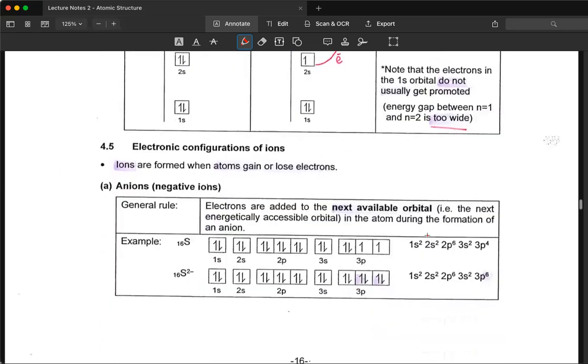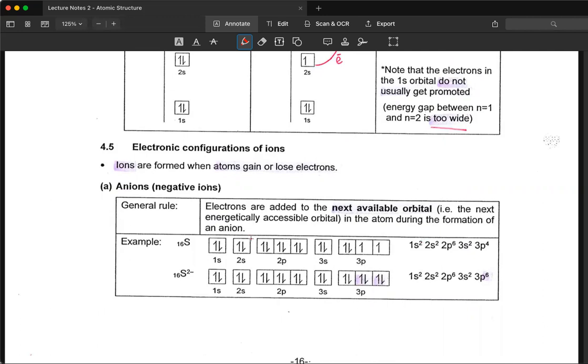All right. Now, when atoms gain or lose electrons, ions are formed. This is what we learned in O level. For anions, the general rule is that electrons are added to the next available orbital, the next energetically accessible orbital in the atom during the formation of an anion.